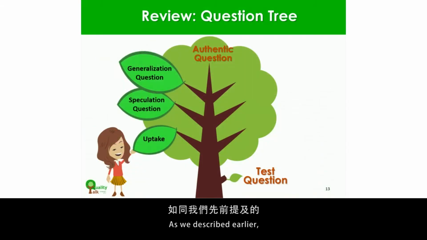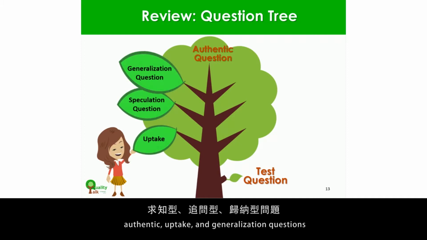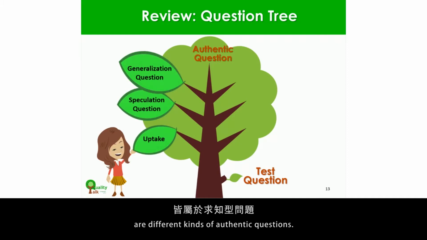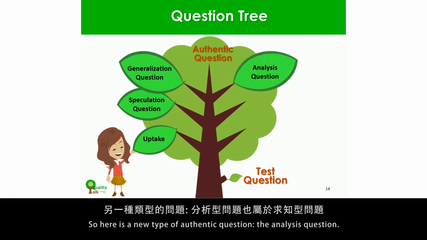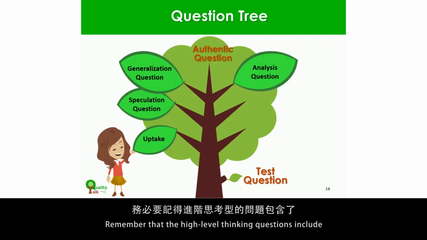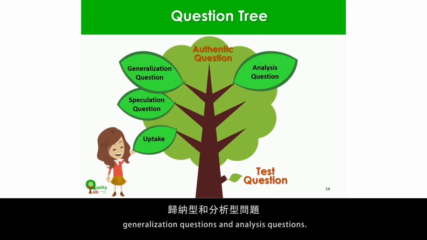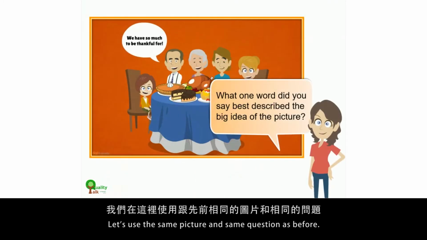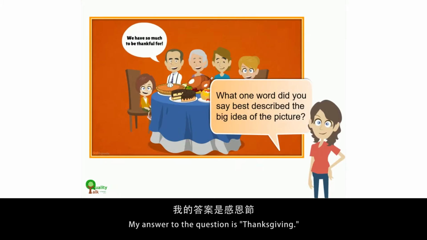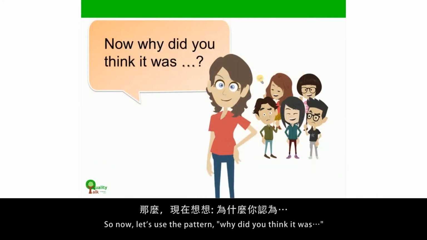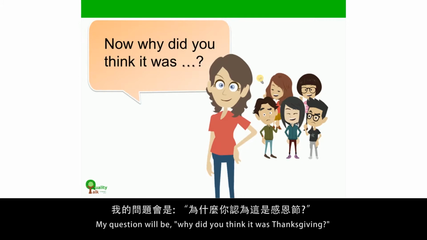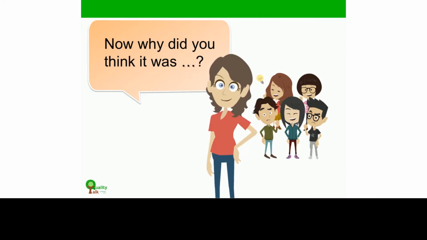As we described earlier, authentic, uptake, and generalization questions are different kinds of authentic questions. So here is a new type of authentic question, the analysis question. Remember that high-level thinking questions include generalization questions and analysis questions. Let's use the same picture and same question as before. My answer to the question is Thanksgiving. So now let's use the pattern, why did you think it was? My question will be, why did you think it was Thanksgiving?